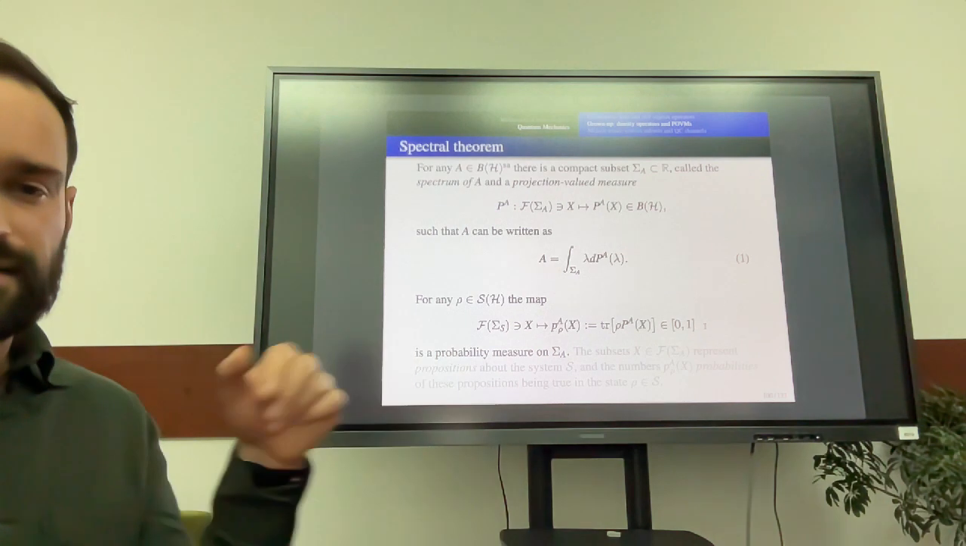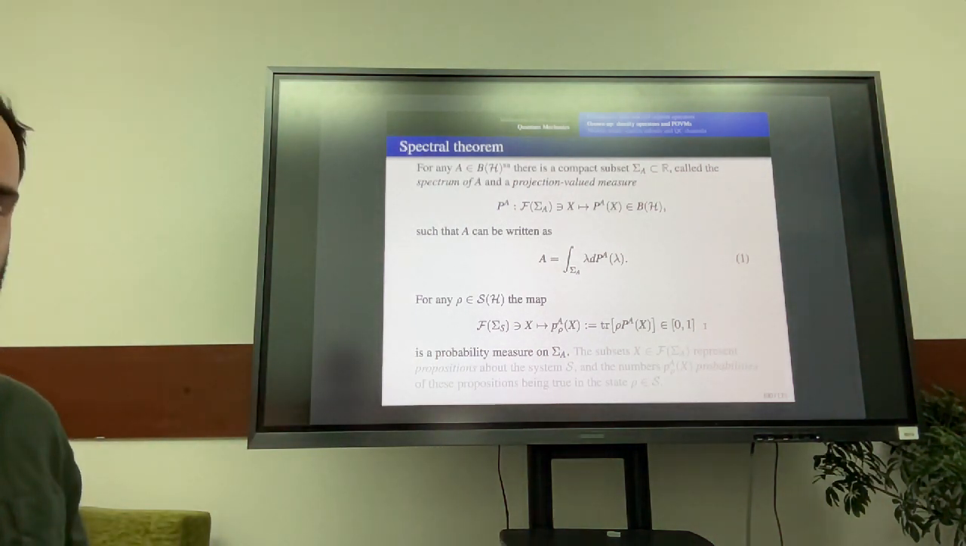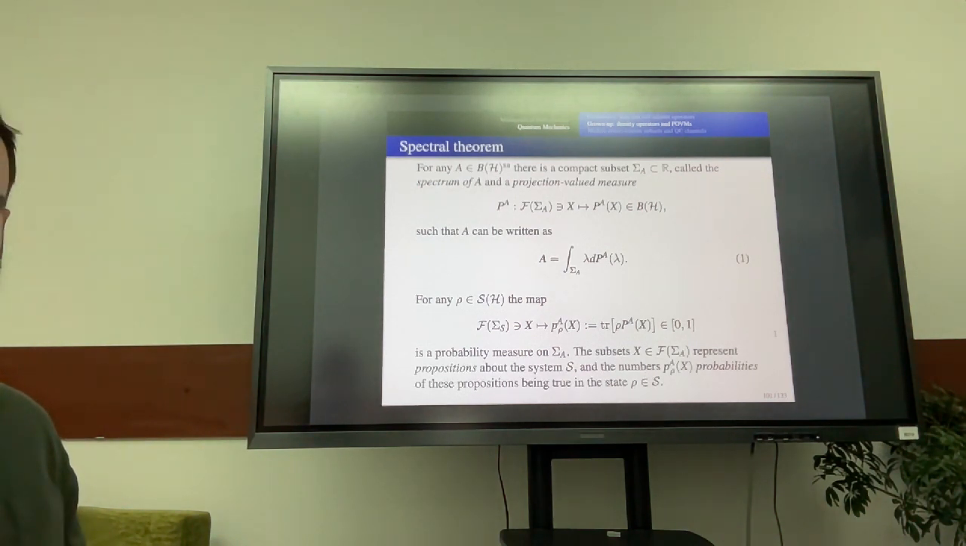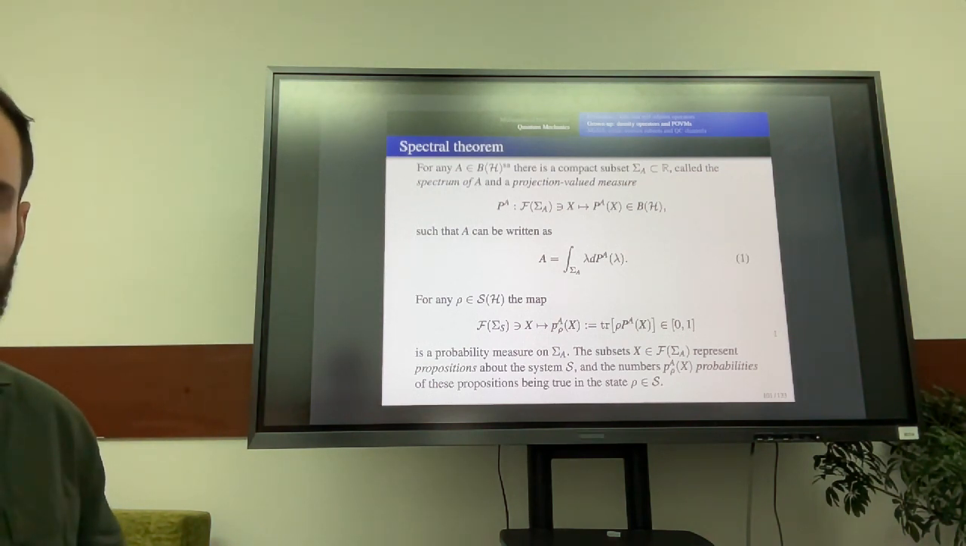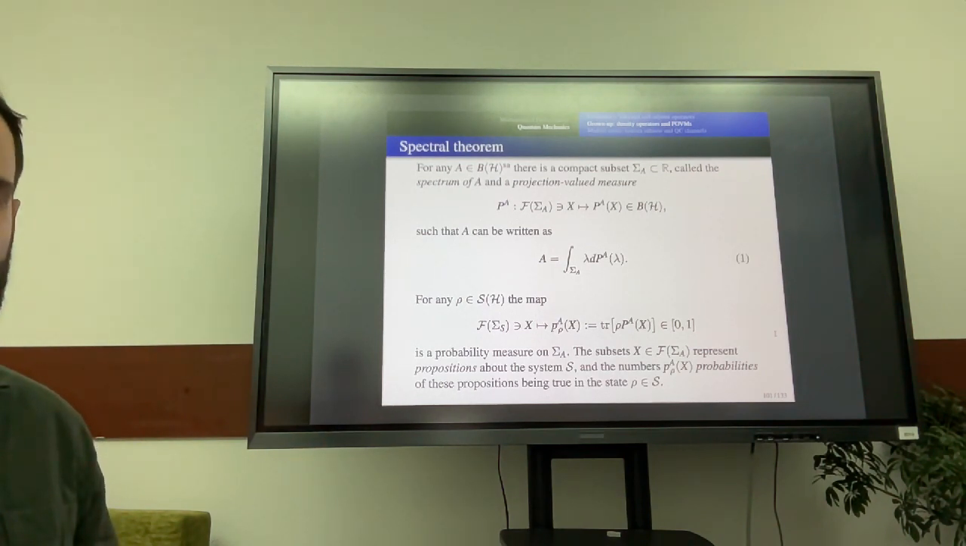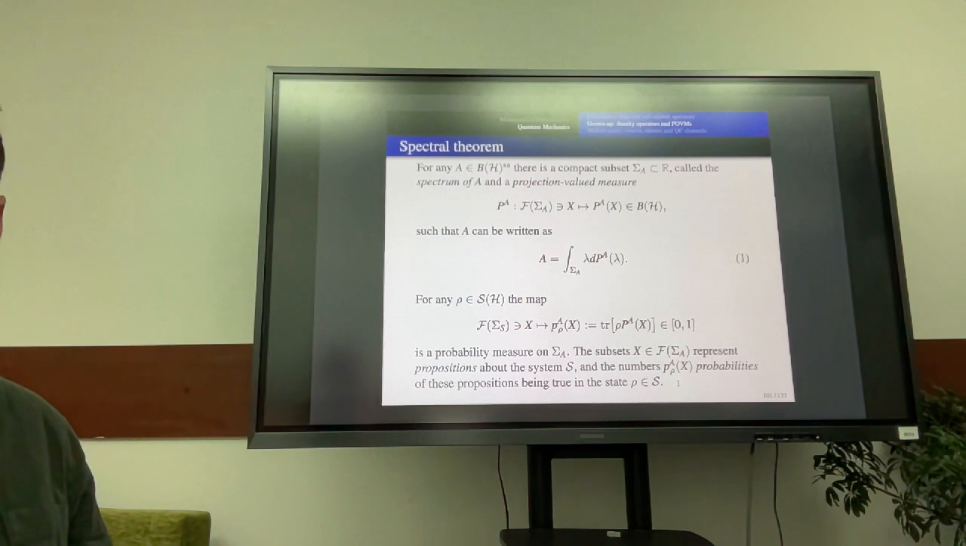And because states are normalized properly, this actually defines a measure. And now the interpretation is the same as before. So the subsets of this sample space, which can now be continuous but is still bounded, represent propositions about the system that are measured with this specific self-adjoint operator, and these numbers are probabilities that these propositions are true given the state rho.